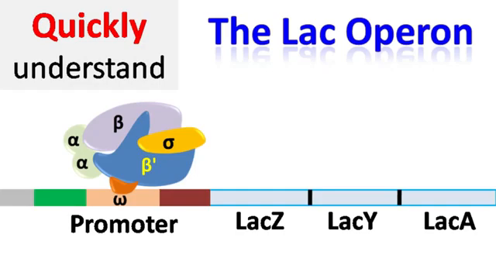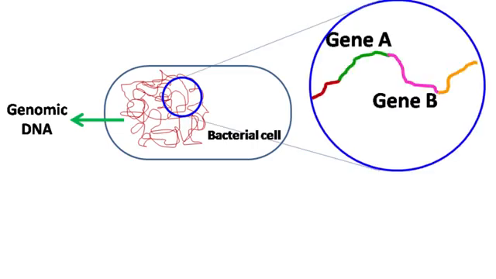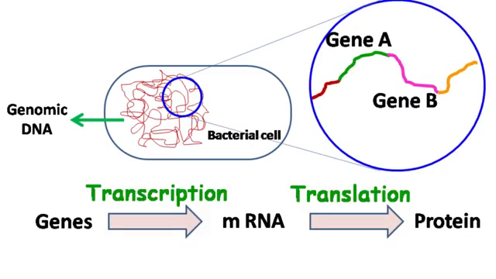So let's talk about the lac Operon. The lac Operon is the best studied model for understanding the regulation of gene expression. The genomic DNA of bacteria has many genes. Genes, by the process of transcription and translation, form a protein.